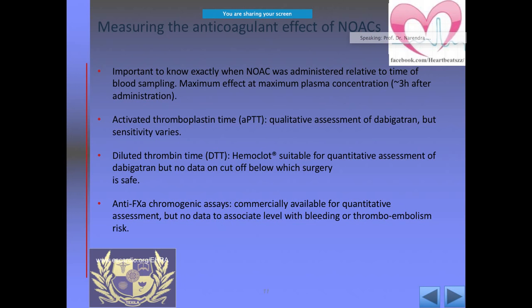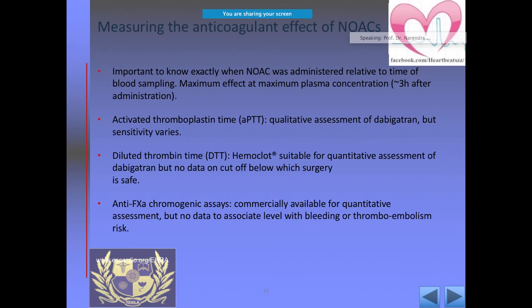This is one of the advantages compared to, so for example, a lot of times people may ask, what is the unique advantage of these different types of NOACs? For example, for diluted DTT, as I said, when you use a Hemoclot, it will give you a predictive, quantitative assessment of dabigatran. But yes, there's no cutoff value on which surgery is safe, actually.